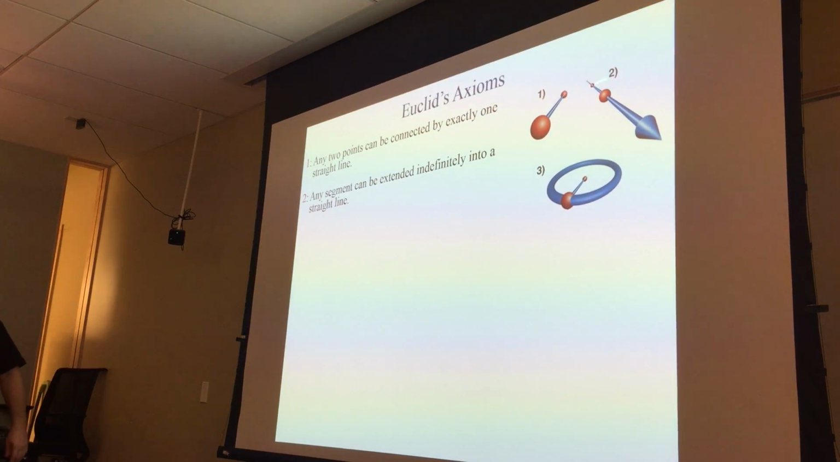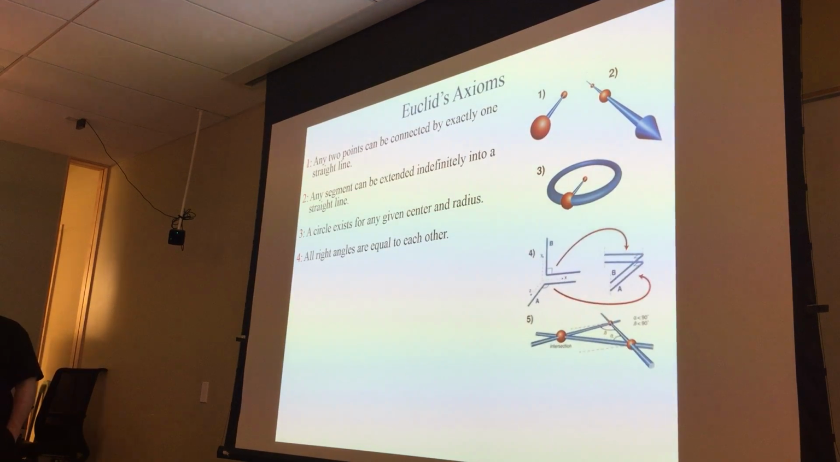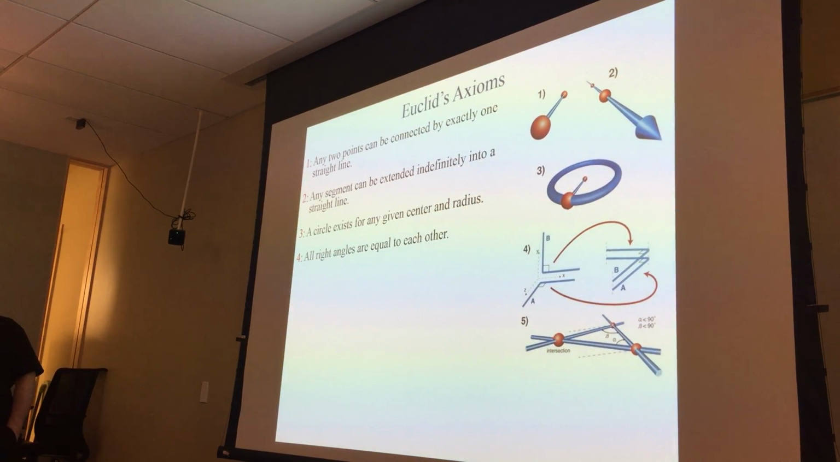It's the first axiom. Second axiom, any segment can be extended indefinitely into a straight line. So a segment could then be extended into a unique straight line if you extend it indefinitely. I know it sounds simple. You've got to say it. Otherwise, maybe it's not true. So a circle exists for any given center and radius. So if you're given a center and a radius, it's uniquely determined as a circle in the plane, of course. All right angles are equal to each other. What else would they be equal to?